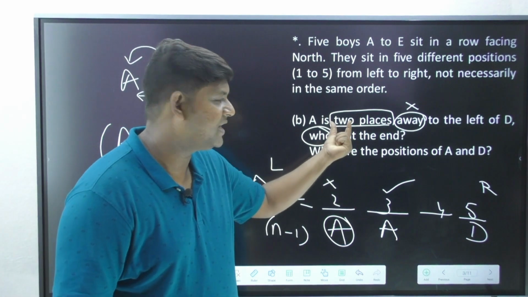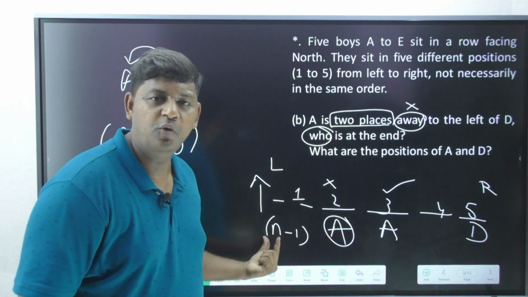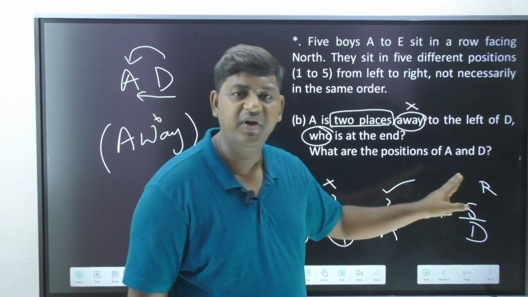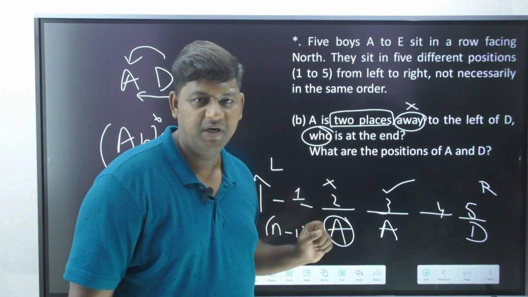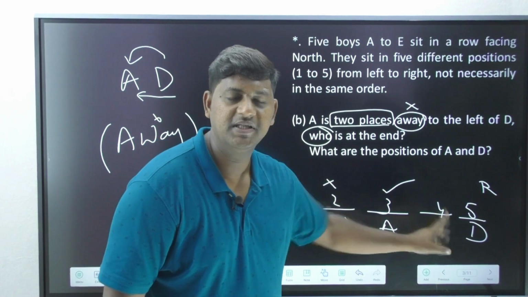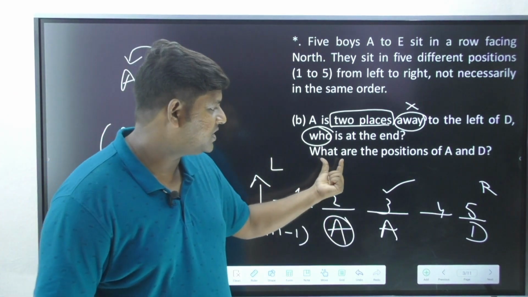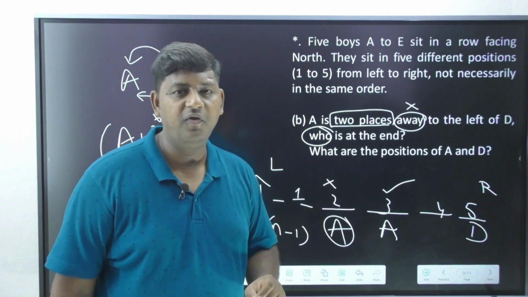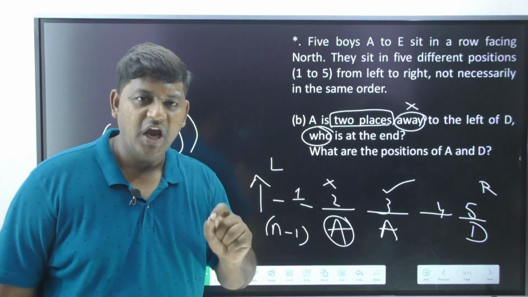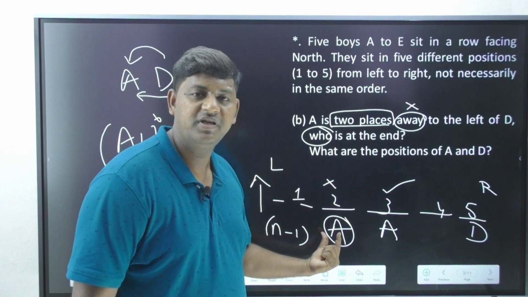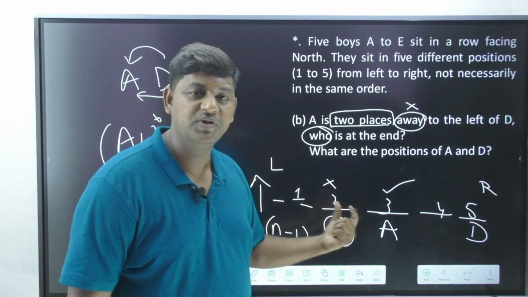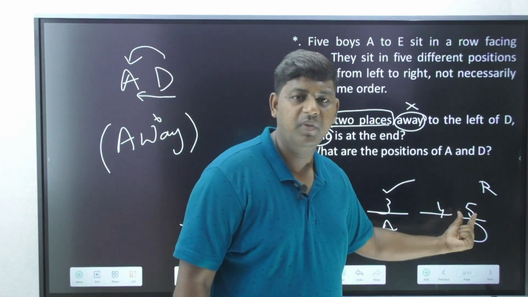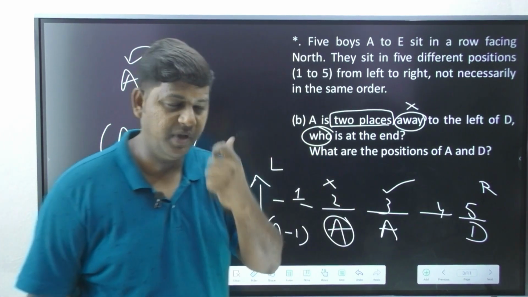What is the number he has given over here? 2. 2 minus 1 is what? 1. So 1 person is going to stay in between D and A. Yes or no? 1 person is going to stay. Only 1 person is over here. Now the question is asking what are the positions of A and D. Because of lack of knowledge, lack of understanding, you might be placing A at position number 2. But what is the position of A? It is position number 3. And what is the position number of D? It is position number 5.